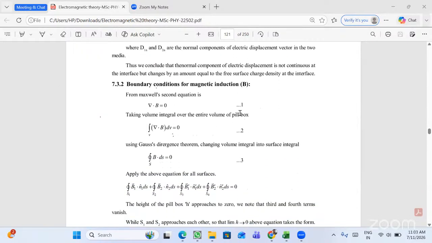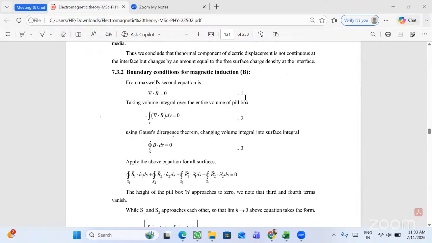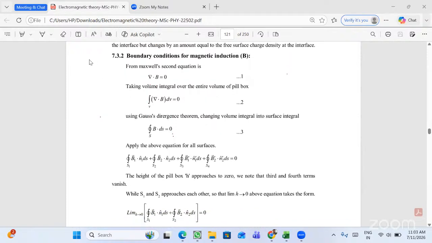Now we'll see the boundary condition for the magnetic induction, right? Magnetic induction is represented with B here. In order to get this boundary condition, again we have to take one Maxwell's equation, as previously. The first Maxwell's equation we have used, and this is the second Maxwell's equation, that is del dot B equals 0. In order to get all four boundary conditions, we have to use the four Maxwell's equations in different cases.